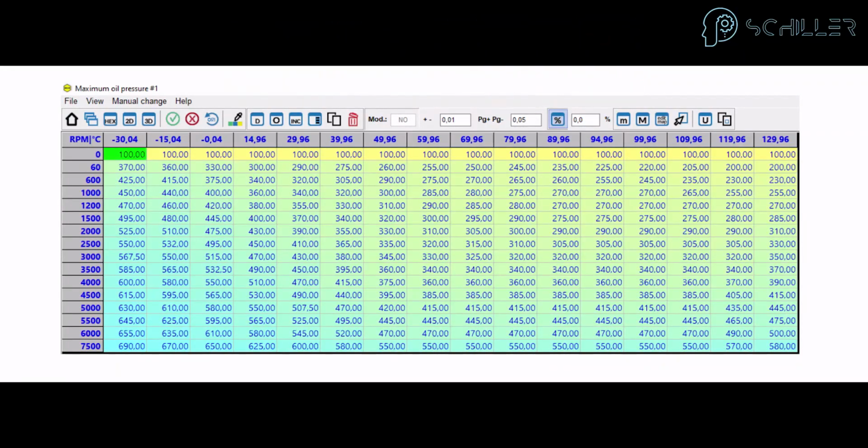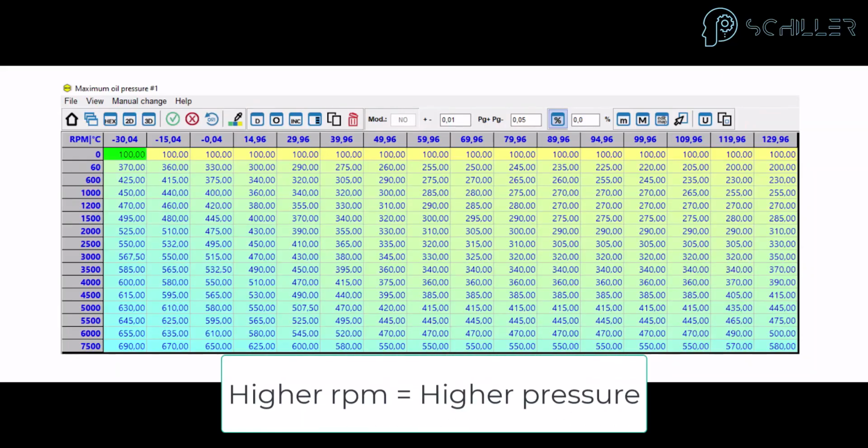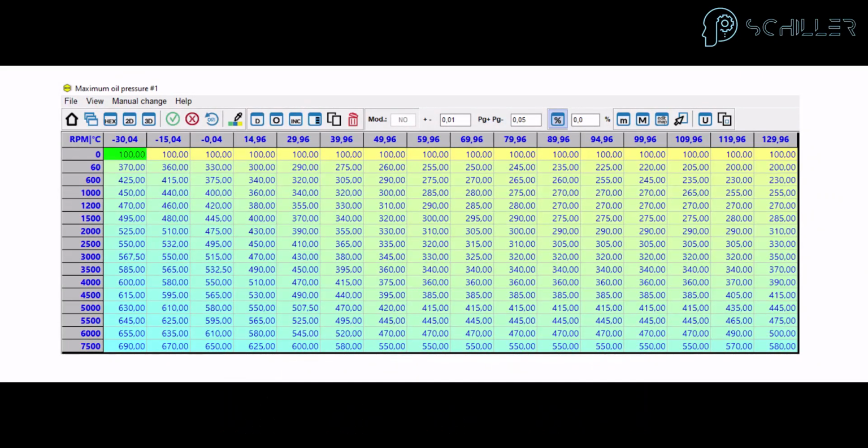When the oil is cold, viscosity is high, so the target pressure is also set high. At normal operating temperatures around 100 degrees Celsius, the ECU lowers the target to reduce the energy demand on the pump. If the temperature climbs above 110 degrees Celsius, the target pressure rises again to compensate for thinner oil. Regardless of temperature, higher RPM always calls for higher target pressure to guarantee reliable lubrication at speed.